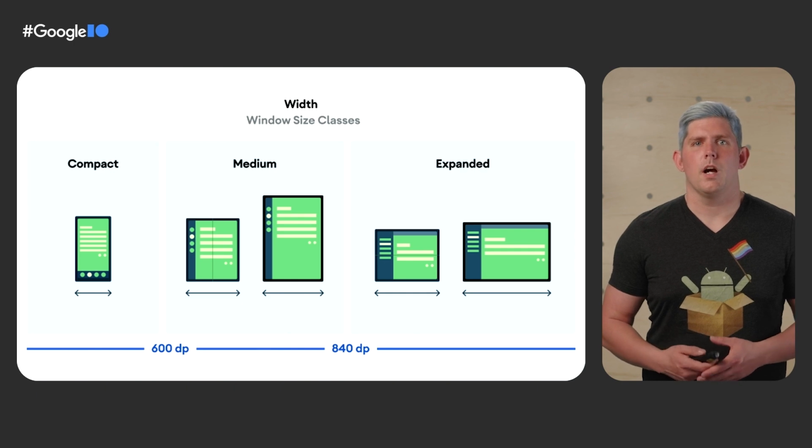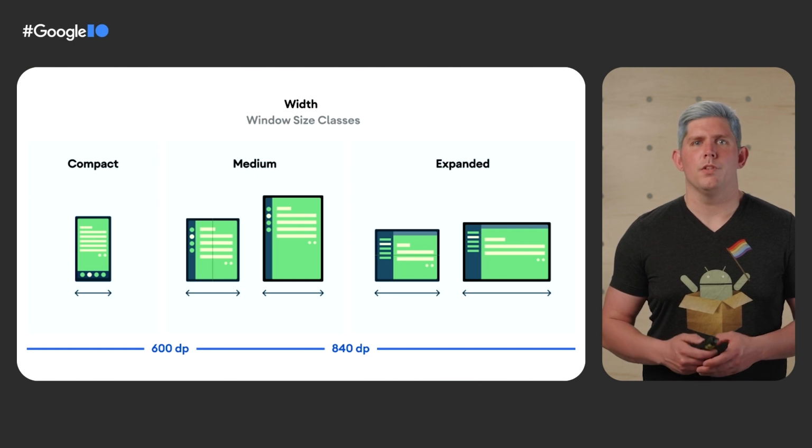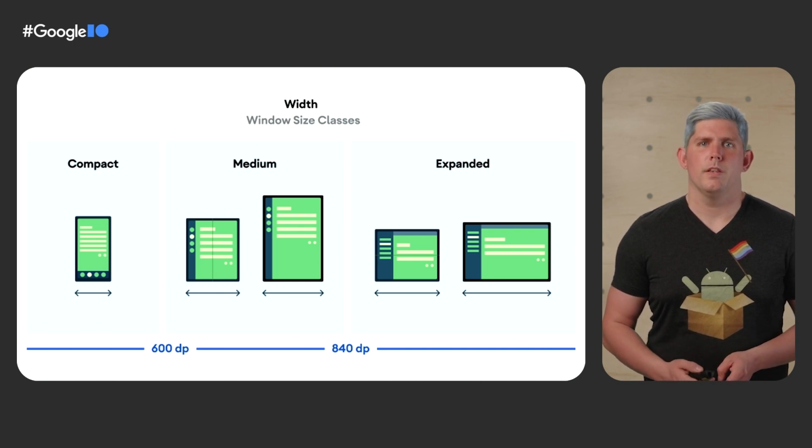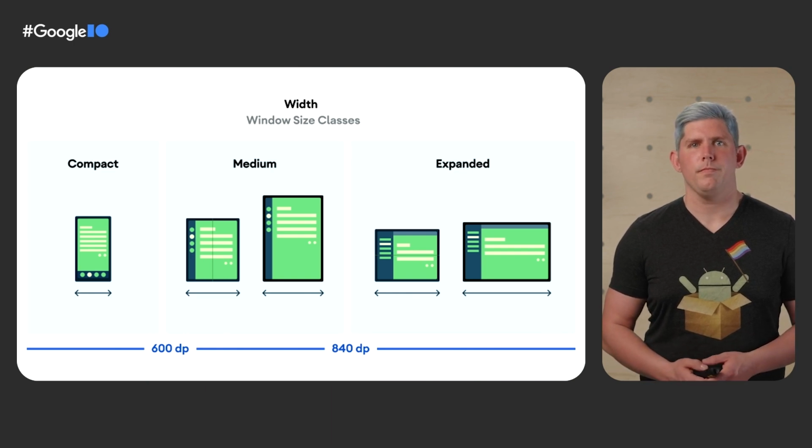That said, compact is most representative of smartphones and portrait. Medium represents many foldable devices and tablets in portrait, and expanded represents tablets and Chrome OS devices in landscape. These provide opinionated layout breakpoints for you to know when to adapt your UI. They are also aligned and documented with the material design guidelines.